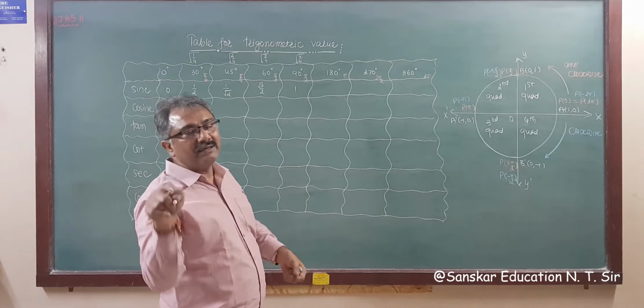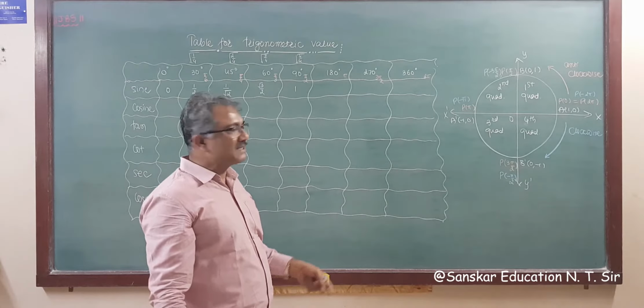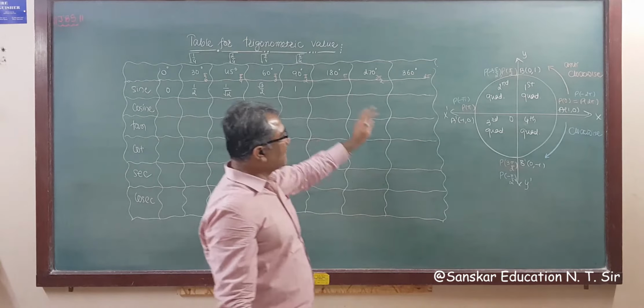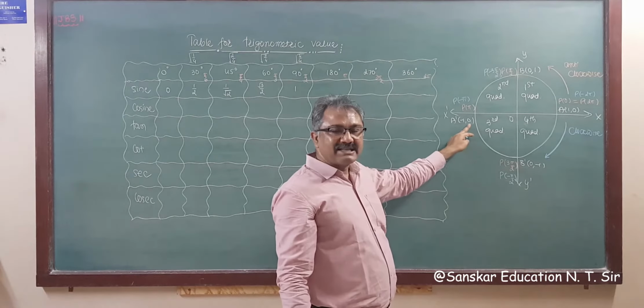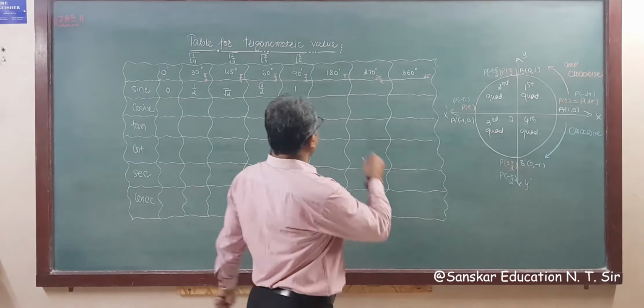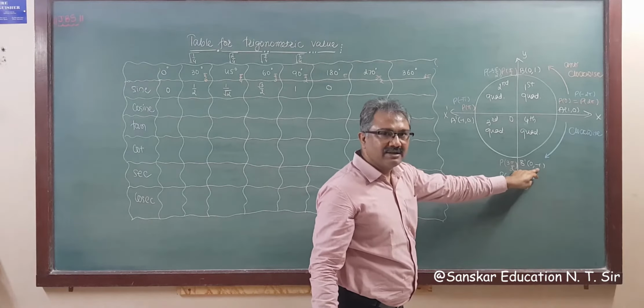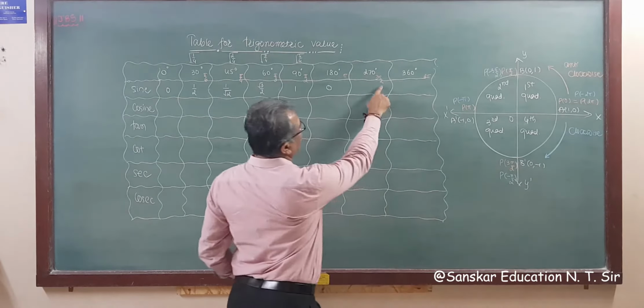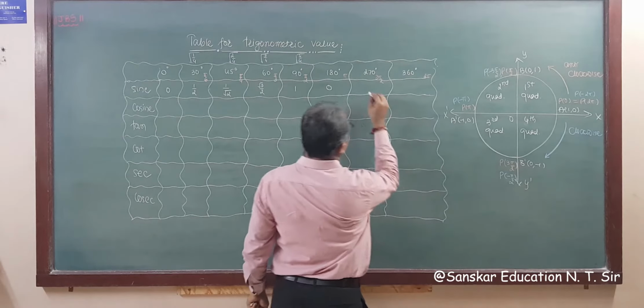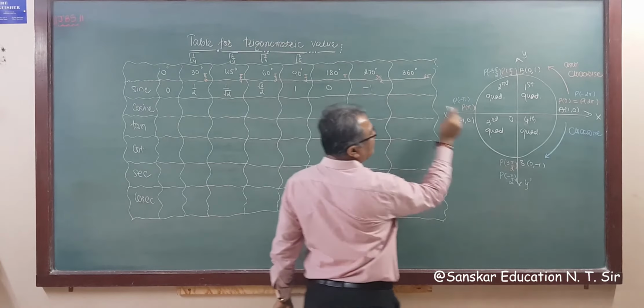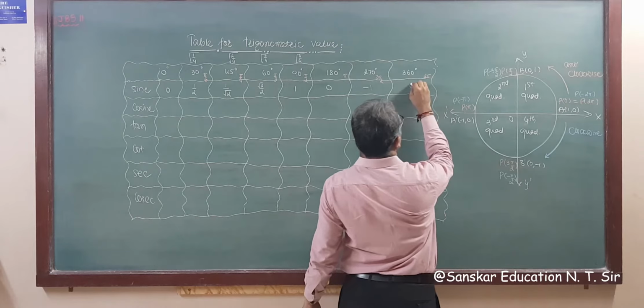Now we learned in earlier class that sine pi, that is this point, sine is 0, so sine pi is 0. 270, that is 3 pi by 2, right? So for 3 pi by 2 sine is minus 1, and sine 360 is again 0.